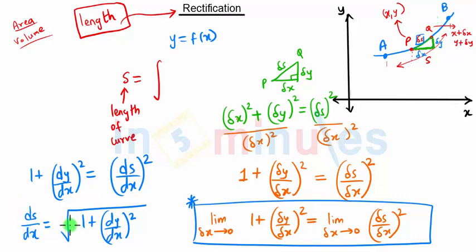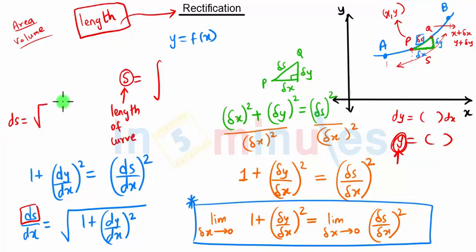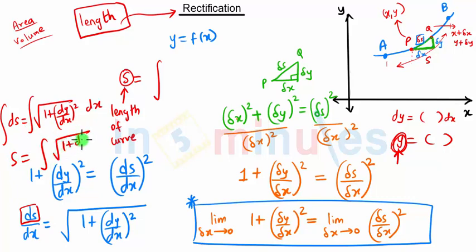Now we integrate this part. Consider this equation ds upon dx. We have to find s. Let's say we have dy equal to something into dx. When we integrate this term, we will get y equal to something. Here also we have ds and we want s, so we will integrate this part. We will get ds equal to root of 1 plus dy upon dx the whole square into dx. When we integrate these two terms, it will be s equal to integration of root of 1 plus dy upon dx the whole square into dx.